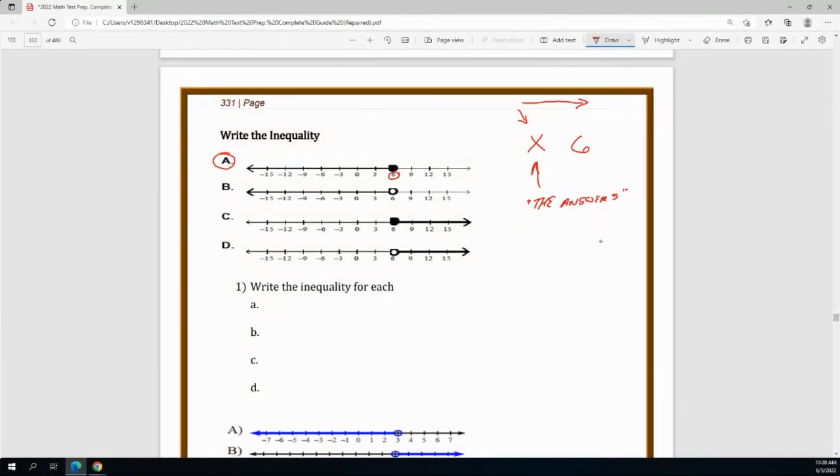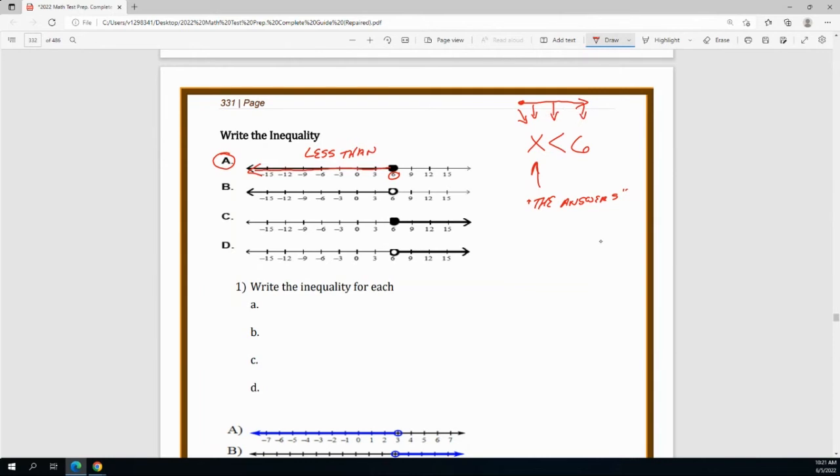So let's notice, do you notice that the arrow is pointing to the left? Well, that's less than. Okay. So if the answers are less than 6, then that means that it's going to be facing this way, where the answers are less than 6. And again, that's how we want to read this. The answers are less than 6.